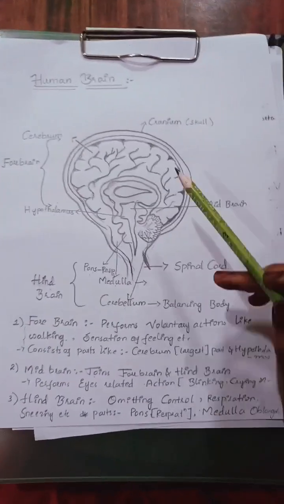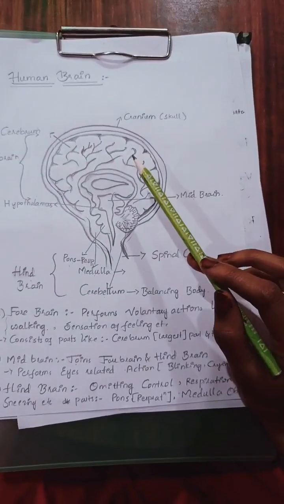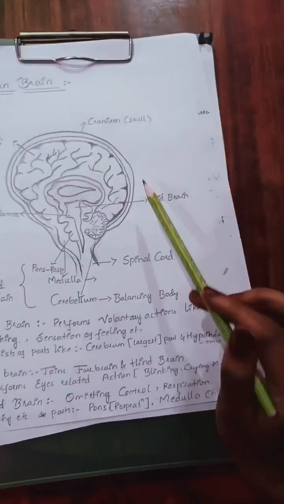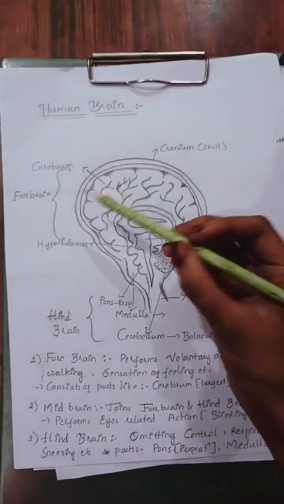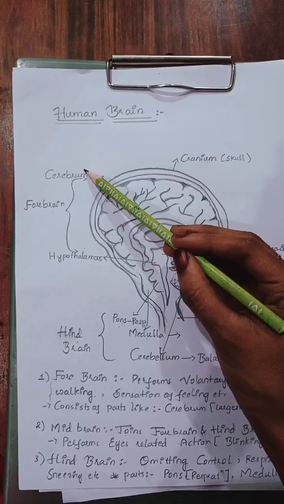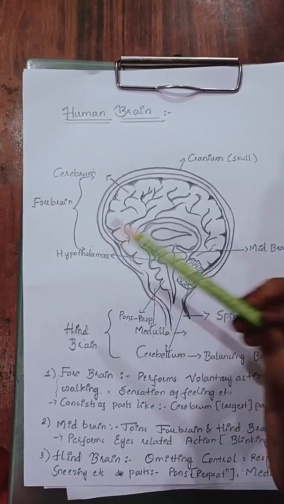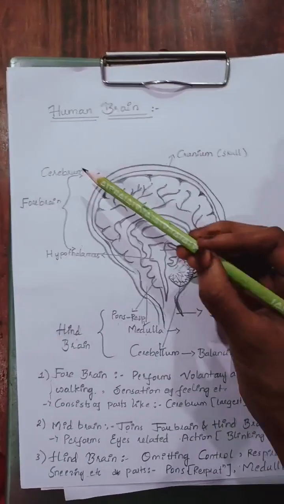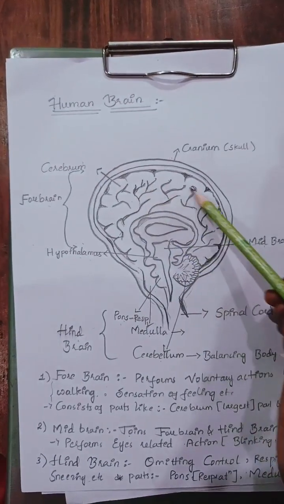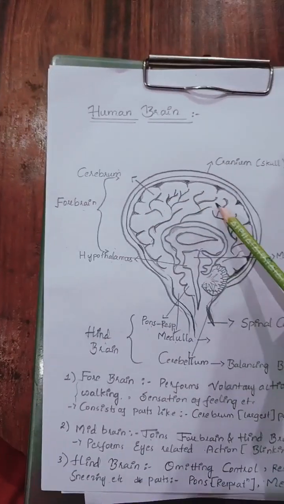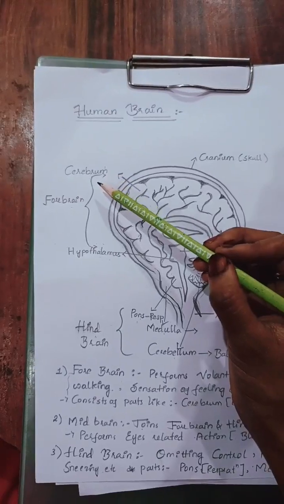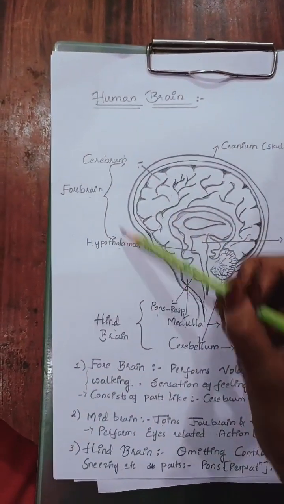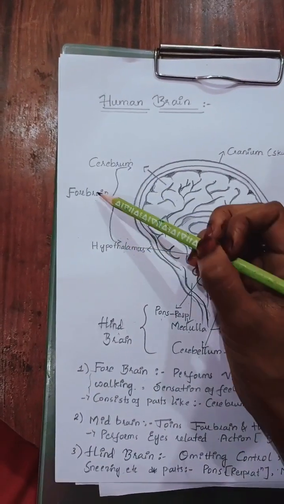Okay, so let's study. The brain is divided into three parts: forebrain, midbrain and hindbrain. The forebrain consists of the cerebrum and hypothalamus. And one thing you have to note down, the cerebrum is the very large part of the brain. From here to here, the large part in the brain is the cerebrum. Understood? And the hypothalamus comes under the forebrain.